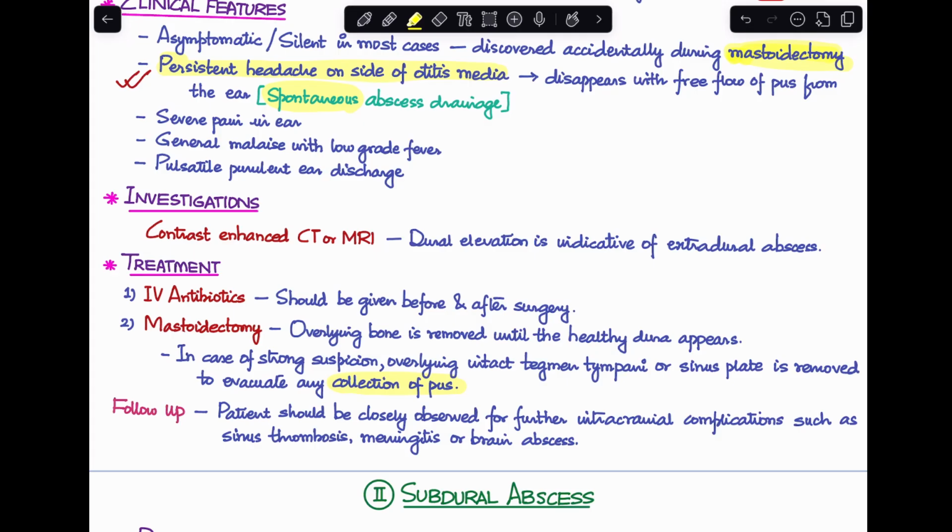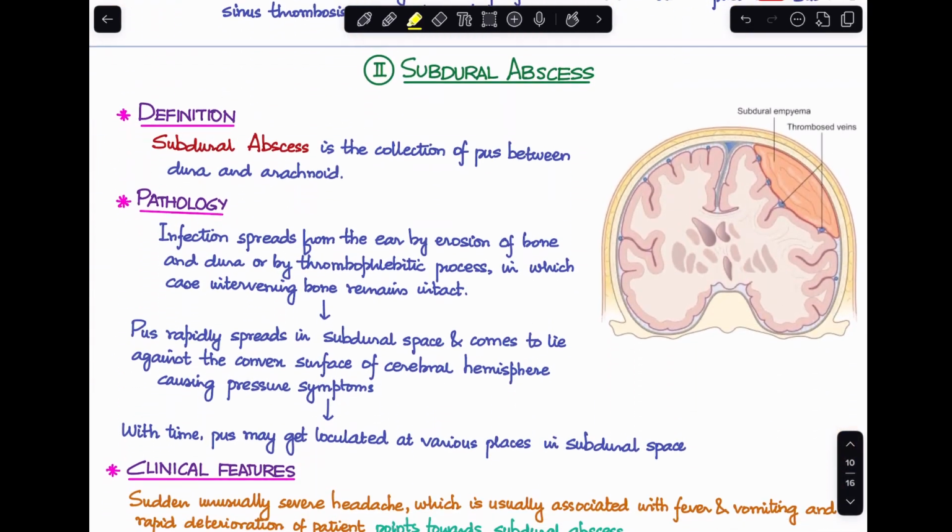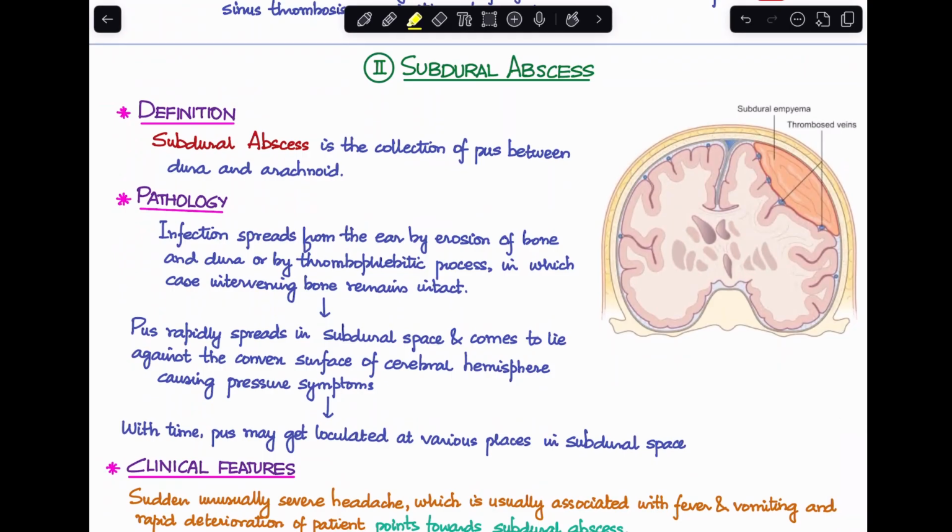The next complication is subdural abscess. As the name suggests, subdural abscess is a collection of pus below the dura, between the dura and the arachnoid. You can see in the image over here, this is a subdural abscess. You can see that this is the dura mater and this is the arachnoid mater.